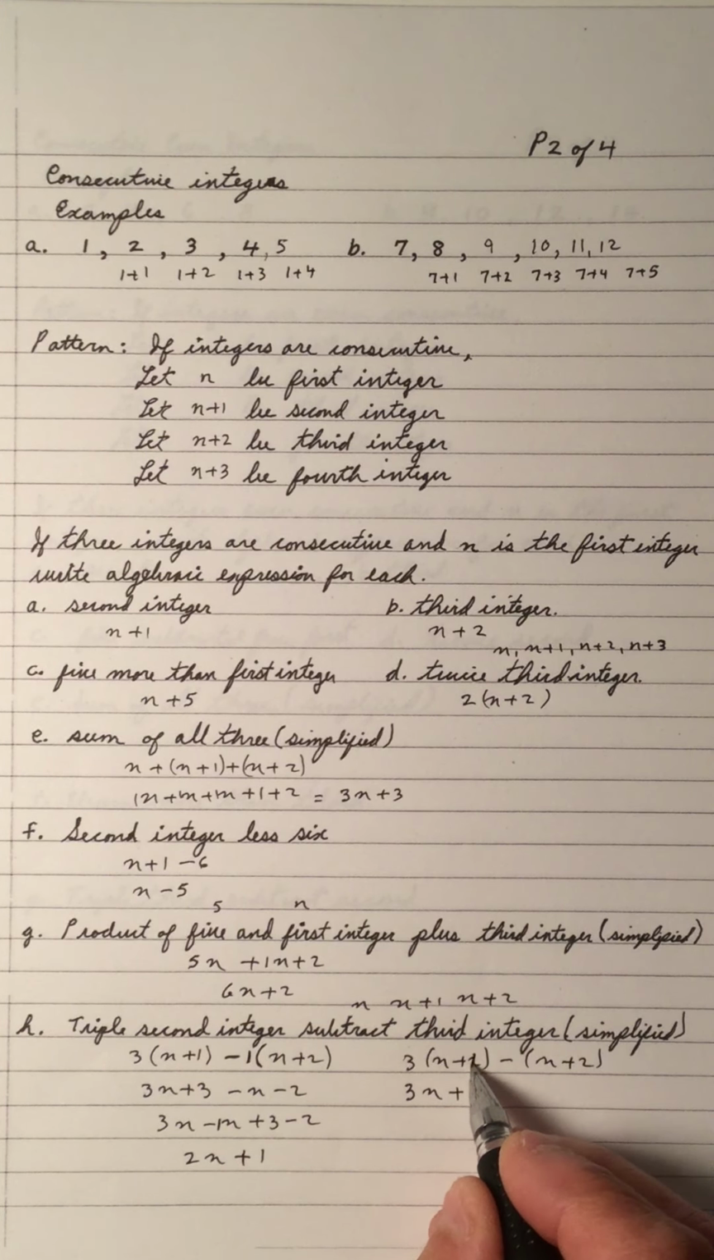We have an 8. 10 is 8 plus 2. 12 is 8 plus 4. 14 is 8 plus 6. So notice the first one is you add on a 2, a 4, and a 6. So if integers are even and consecutive, and you let n be the first one, then the second one is n plus 2. The third one is n plus 4. And the fourth one is n plus 6.